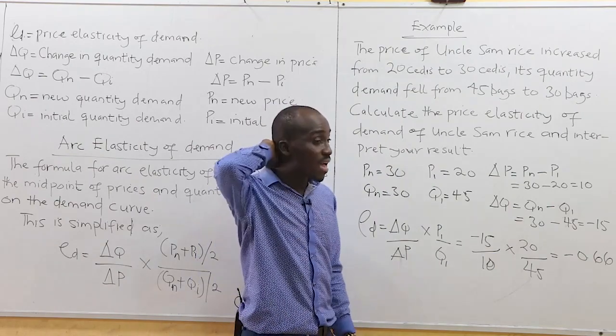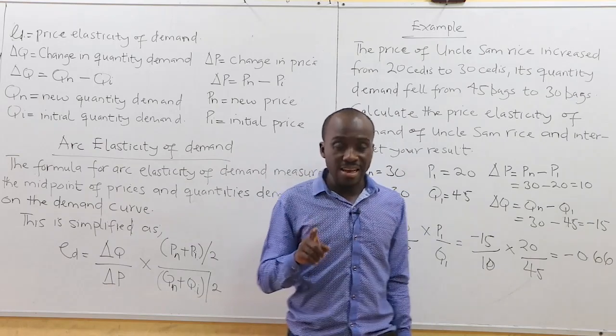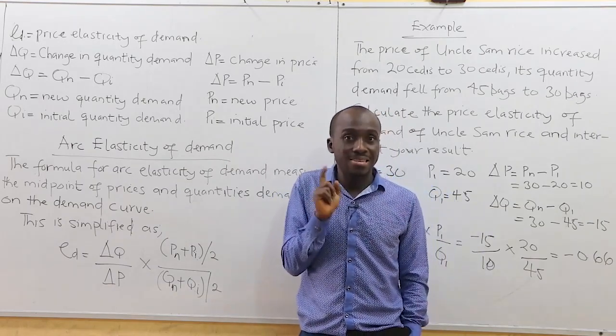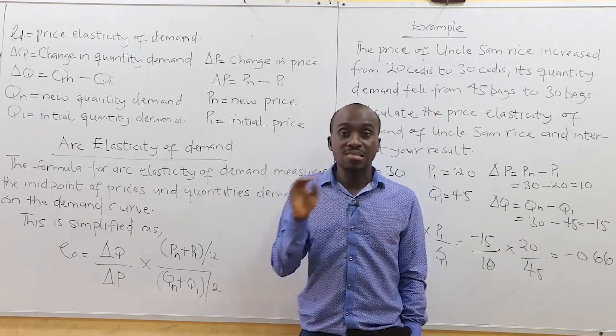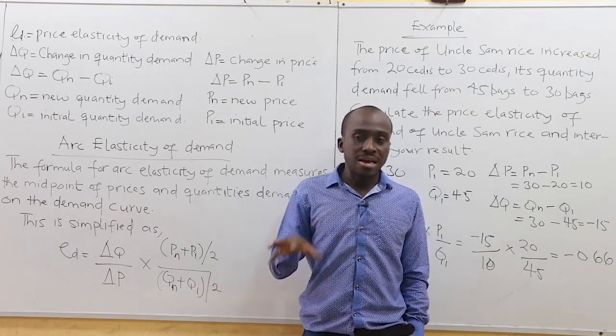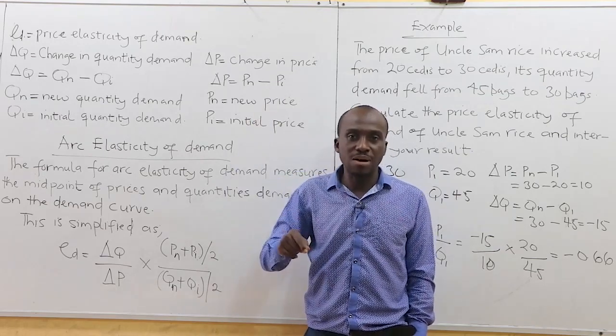Anytime, let me tell you, anytime you calculate price elasticity of demand, you get negative. I say anytime you calculate what? Price elasticity of demand. I'm very, very emphatic. We're going to do a lot of calculation. We're going to do income elasticity. We're going to do cross. And the outcome differs. But anytime you do price elasticity of demand, the answer should be negative.